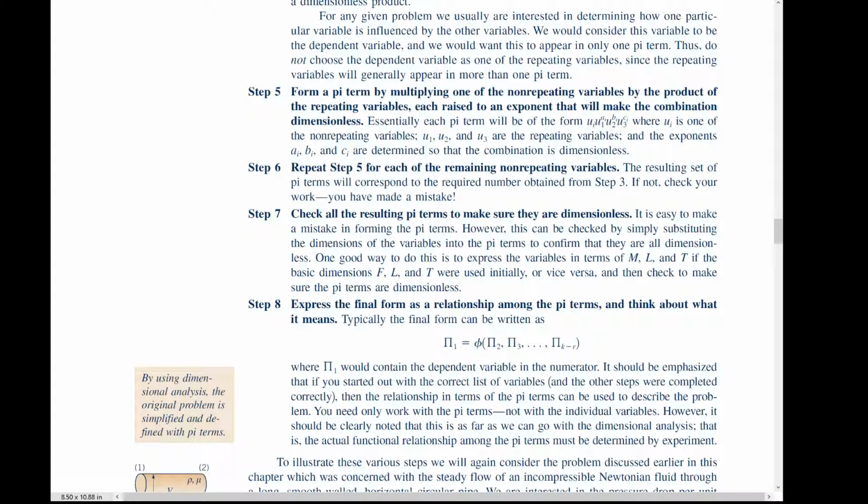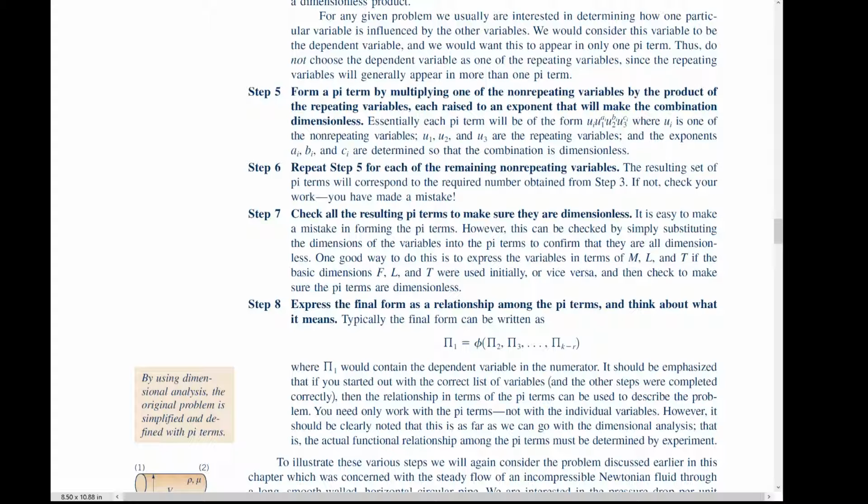Repeat step 5 for each of the remaining non-repeating variables. Form a pi term by multiplying one of the non-repeating variables by the product of the repeating variables, each raised to an exponent that will make the combination dimensionless. So step 6 again, repeat step 5 for each of the remaining non-repeating variables. The resulting set of pi terms will correspond to the required number obtained from step 3. If not, check your work. You have indeed made a mistake.